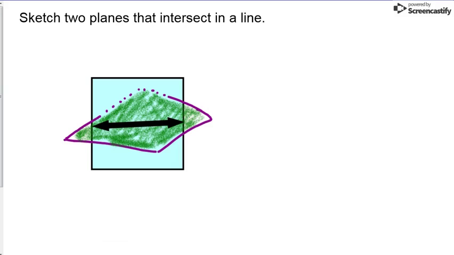Another question says, sketch two planes that intersect in a line. So here I have the plane that's in blue, and then I sketched another plane, which I shaded in green, and you can see how they overlap. And so the points where they overlapped have a line.